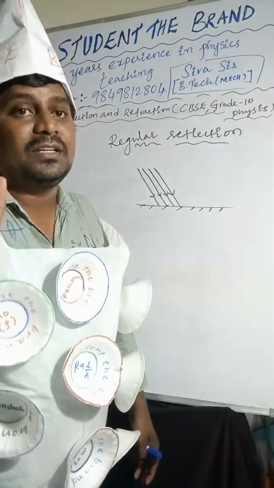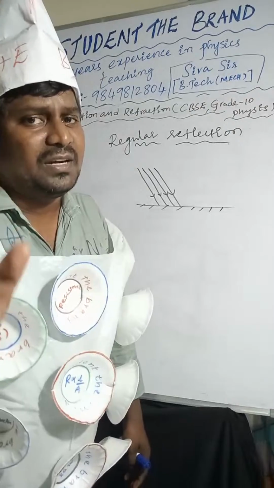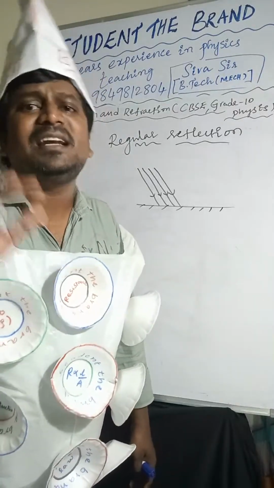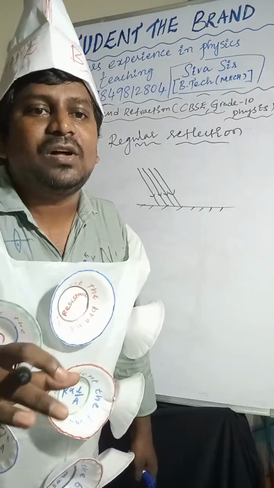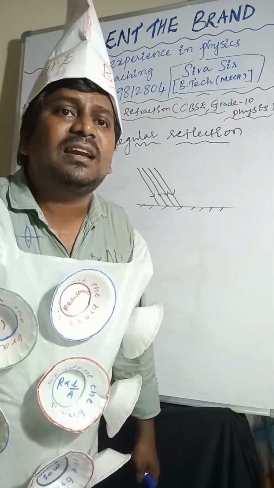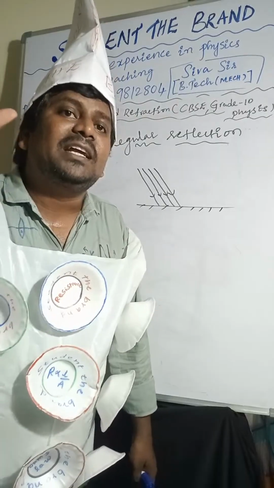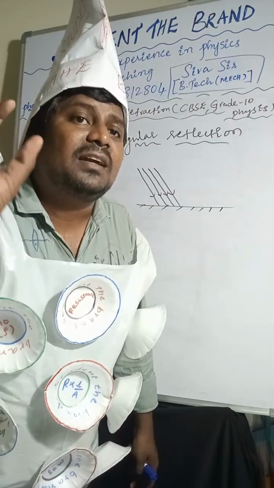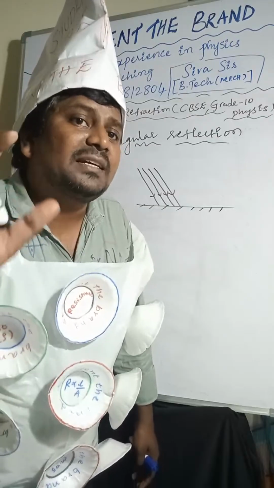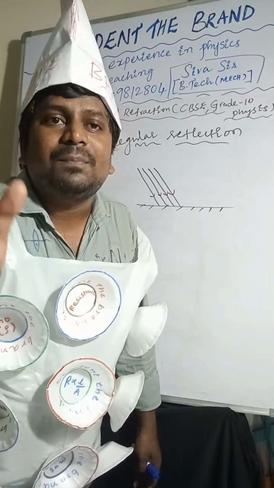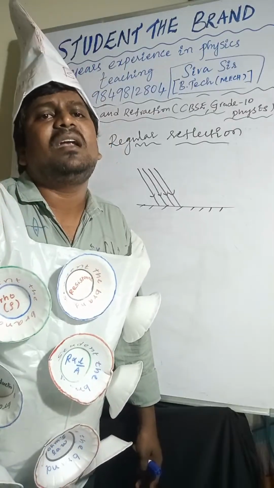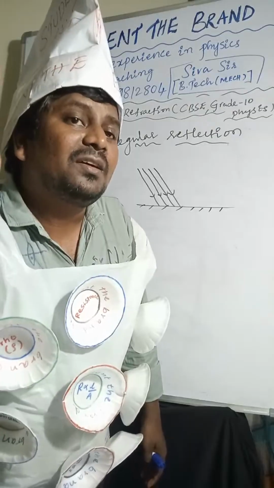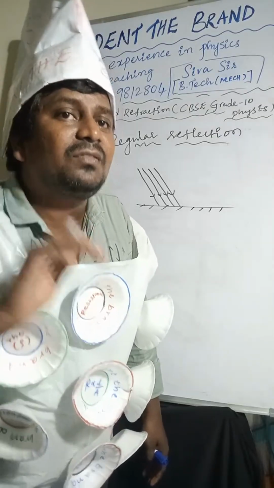Next, regular reflection. What is regular reflection? When the incident light rays fall on a surface and the incident light rays are parallel, the reflected light rays are also parallel to each other. That type of reflection is called regular reflection.